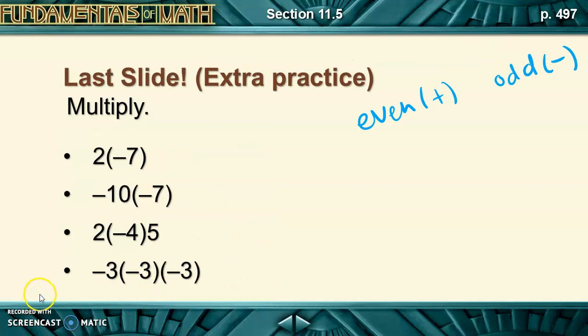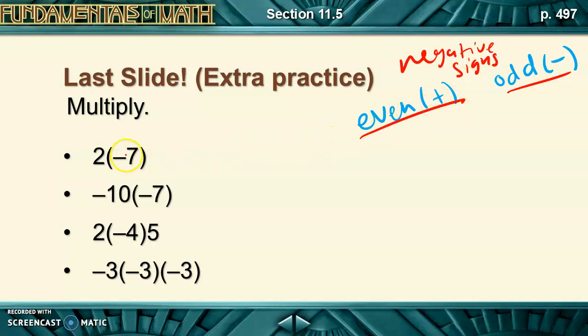Okay, here we go. Last slide for us to practice. A few more problems, 4 more problems for us to practice. And we're going to still follow the same rules. We still want to make sure that we're counting, first step, counting if we have an even amount or odd amount of negative signs.